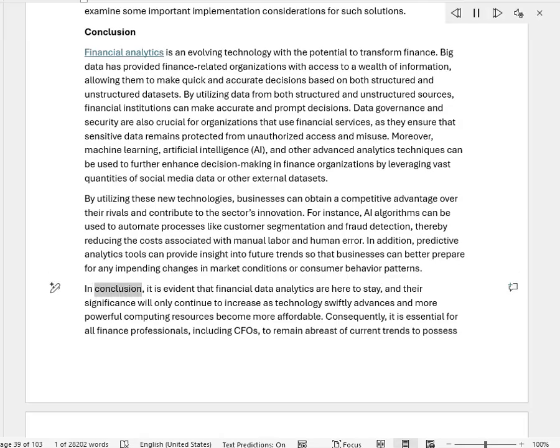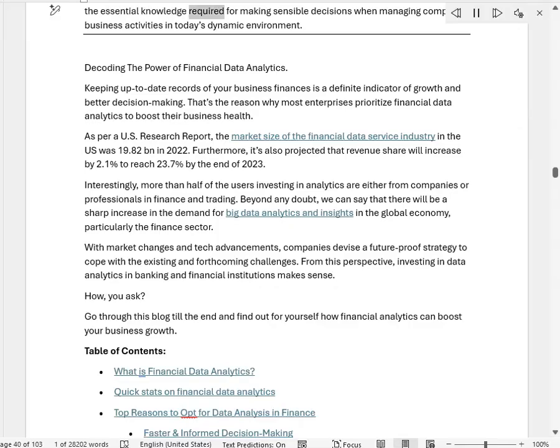In conclusion, it is evident that financial data analytics are here to stay, and their significance will only continue to increase as technology swiftly advances and more powerful computing resources become more affordable. Consequently, it is essential for all finance professionals, including CFOs, to remain abreast of current trends to possess the essential knowledge required for making sensible decisions when managing complex business activities in today's dynamic environment.